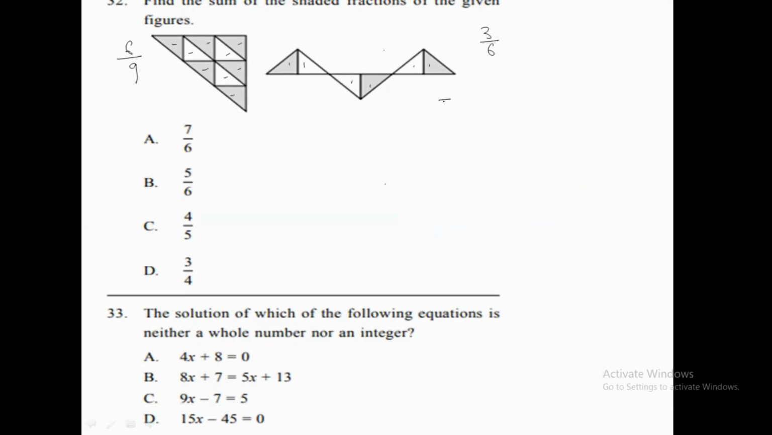Okay, so when we are going to add them, let's see what we are getting. We are getting 29 by 18, which is equal to 7 by 6. So that's why option number A, 7 by 6, is our correct answer. Now let's move to the next question, which is question number 33.